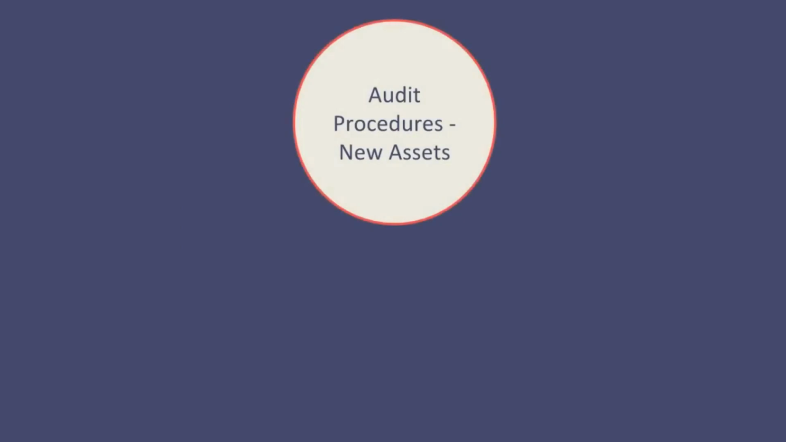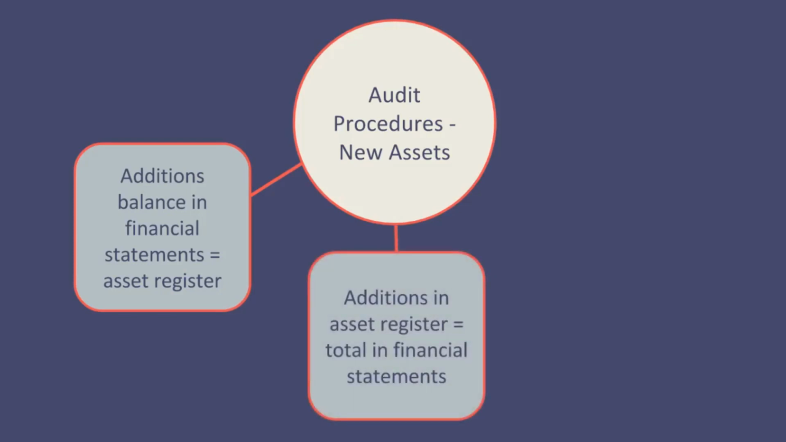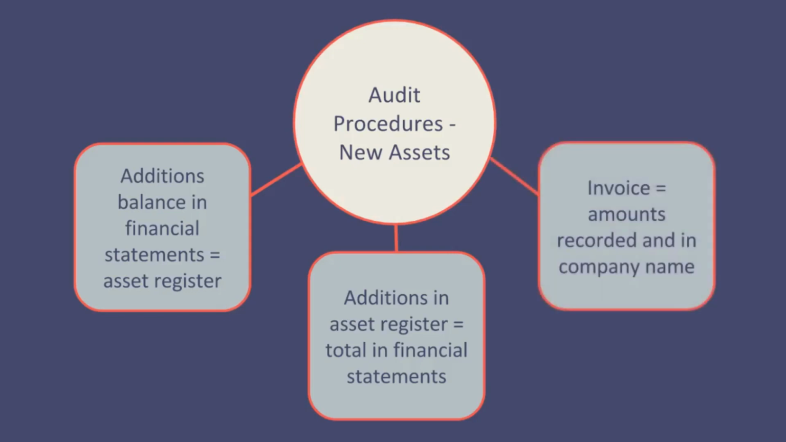For new assets purchased, audit procedures include agreeing the additions balance in the financial statements to the asset register. This will verify completeness. Adding up the additions in the asset register to ensure they agree with the total in the financial statements. This also verifies completeness. And for additions in the year, trace to the invoice to agree the amounts recorded and whether the invoice is in the company name. This verifies rights and obligations.